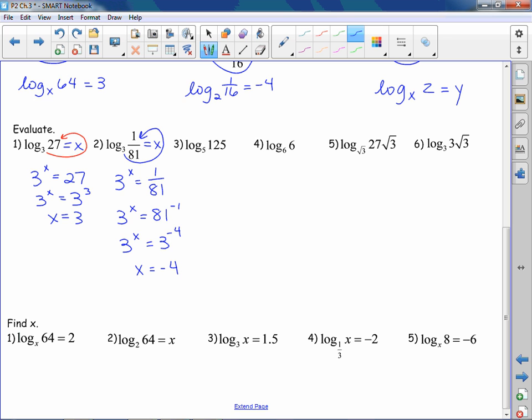Let's say it equals x. We're going to switch it. 5 to the x equals 125. X is 3, yeah. Because 125 is 5 to the 3rd. So the answer is 3.